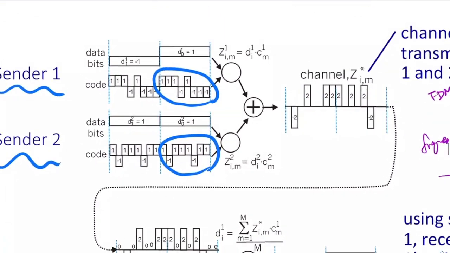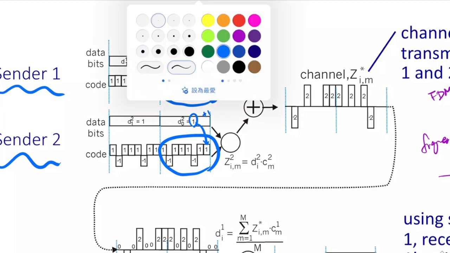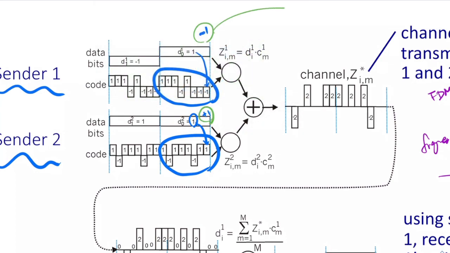When sender 1 would like to send this bit out, again, 1 times minus 1, so the answer is minus 1, right? But at the same time, if sender number 2 sends the very first code out simultaneously, and the first bit is 1, right? 1 and 1, the answer is plus 1. Okay, if sender 1 and sender 2 send the signal simultaneously, these 2 waves will mix up with each other. And at the end, minus 1 and plus 1, the wave becomes 0.